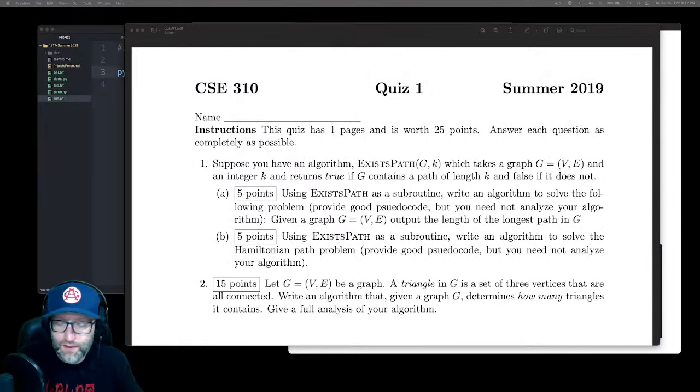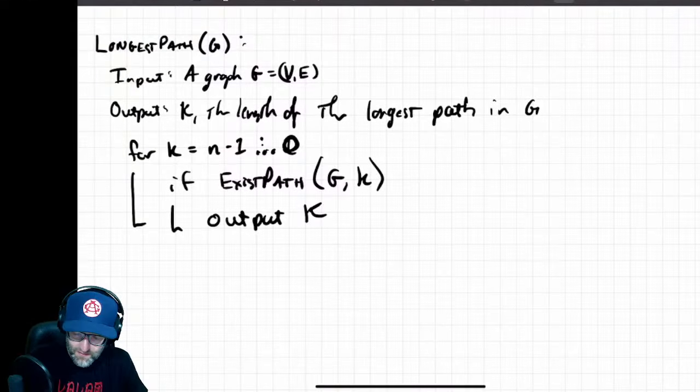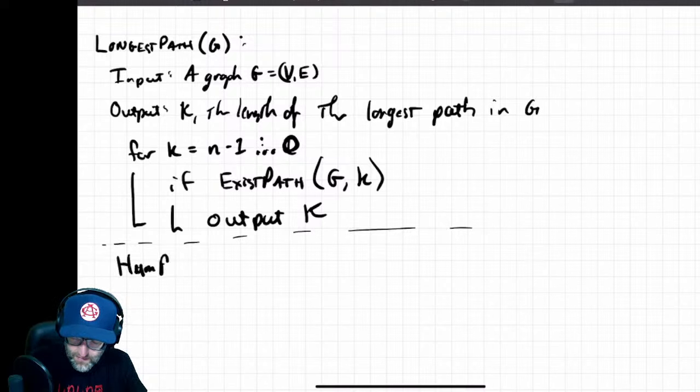Part 2 on this: using exists path as a subroutine, write an algorithm to solve the Hamiltonian path problem. Provide good pseudocode, but you need not analyze your algorithm. Again, ham path, G. I'm not going to repeat the input. Actually, I could repeat the input and the output.